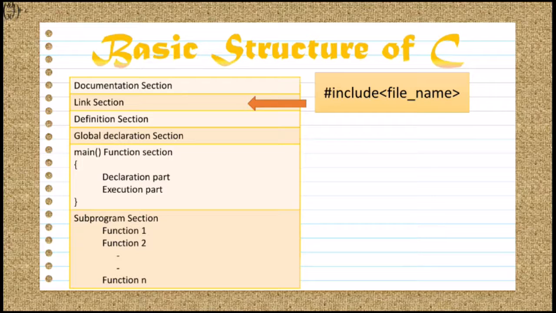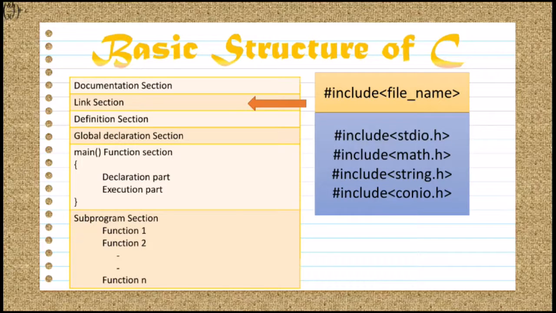For example, hash include, then less than symbol, stdio.h, and finally greater than symbol. The next file is hash include math.h, hash include string.h, hash include conio.h. So these are the commonly used header files in C program.